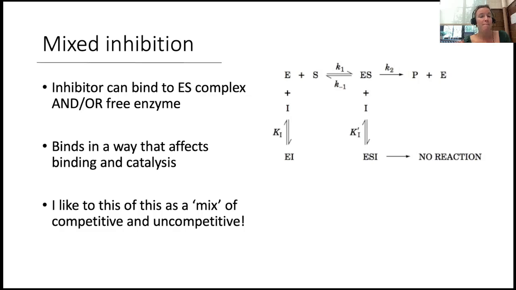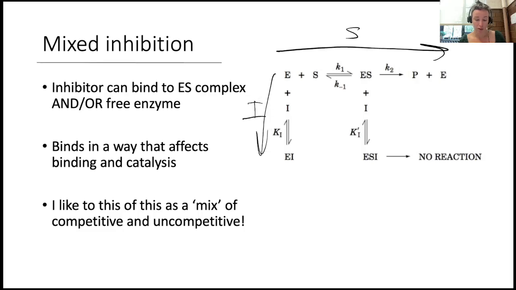Last up, mixed inhibition. And so I like to describe this type of inhibition as mixed because I think this is a much better descriptor for the type of inhibition it is. Mixed inhibitors are kind of a little bit competitive and a little bit uncompetitive. The inhibitor can bind to the enzyme and the enzyme-substrate complex, right? So we can bind substrate, and we could bind inhibitor just to enzyme, or we can bind inhibitor to the enzyme-substrate complex.